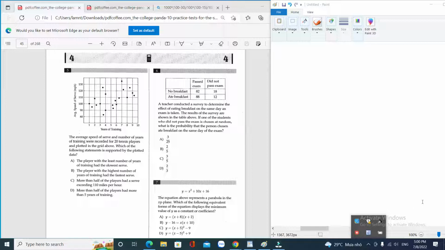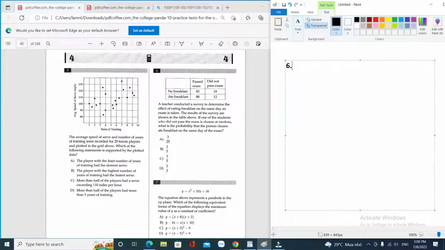Okay, so number 6. No breakfast, eat breakfast, pass exam, not pass exam. There's a table of students who eat breakfast or not, and whether they pass the exam or not. So if one student who did not pass the exam is chosen at random, what is the probability of that person having eaten breakfast on the same day? So we only choose a student who did not pass the exam, right?